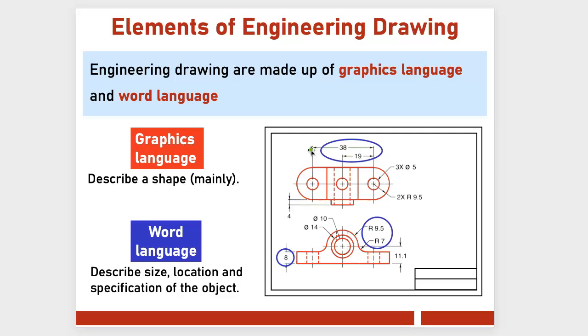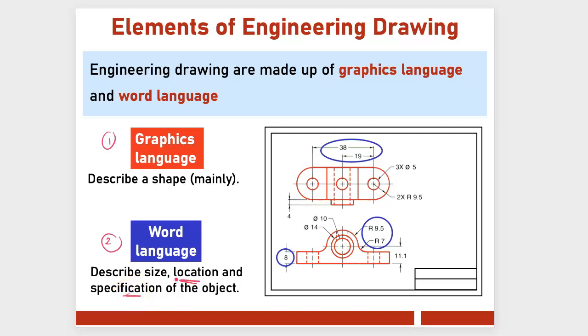So, elements of engineering drawing is composed of two things. The first one is the graphics language, and the second one is word language. We have seen this just now, where the lines describe the contours or the holes or the edges, and we have word language describing the dimension as well as the diameter as well as the radius.